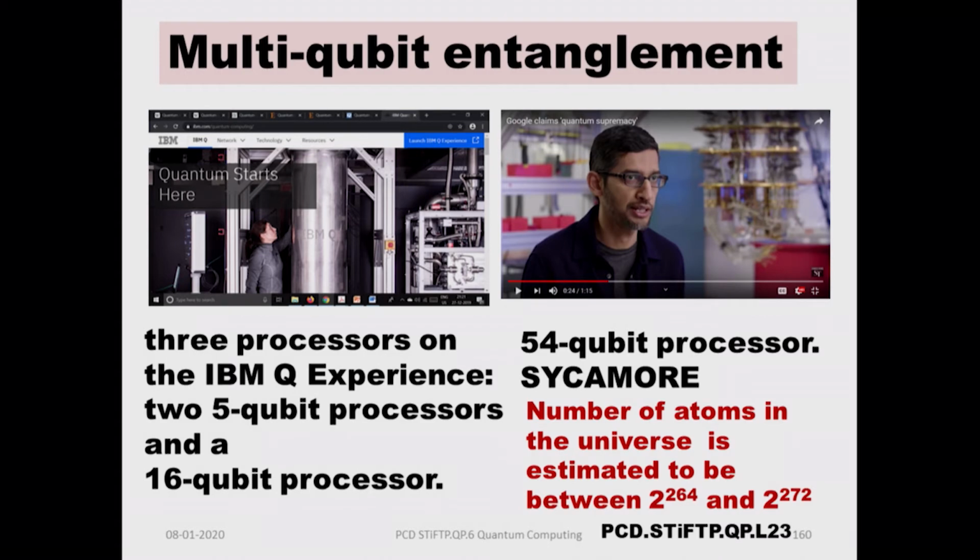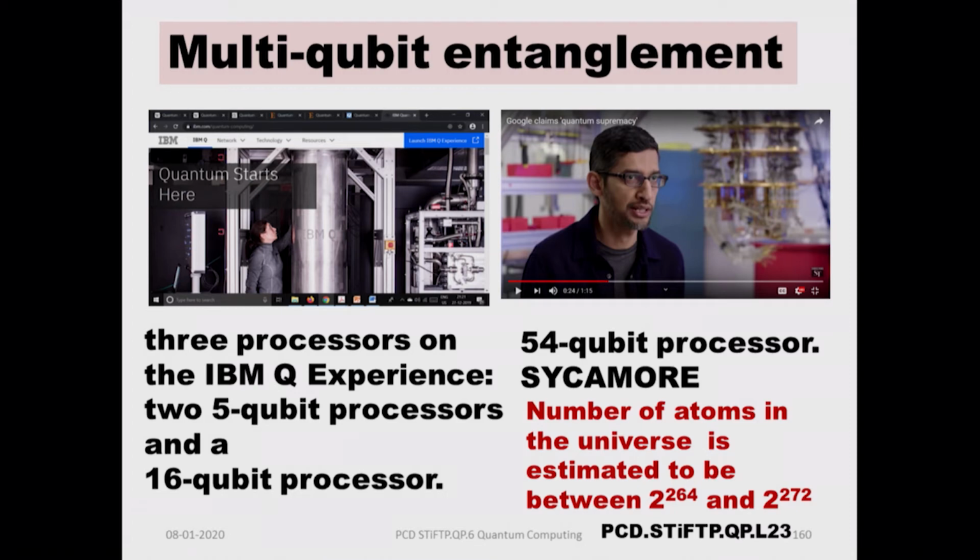Google has claimed that it has a 54 qubit processor, and I am not going to discuss the debate whether this claim has been validated or not. Okay, that's a big debate, and I am not going to discuss that. But a 54 qubit processor that Google has claimed would be a huge thing. Okay, it will have 2 to the power 52 states it can handle simultaneously. So, that is a huge number, all right. The number of atoms in the universe is estimated to be somewhere between 2 to the power 264 and 2 to the power 272, that is the rough estimate.